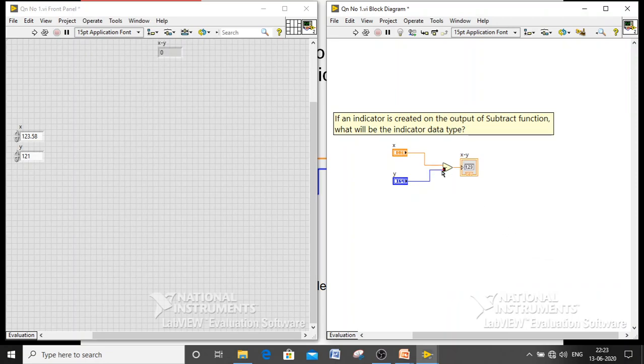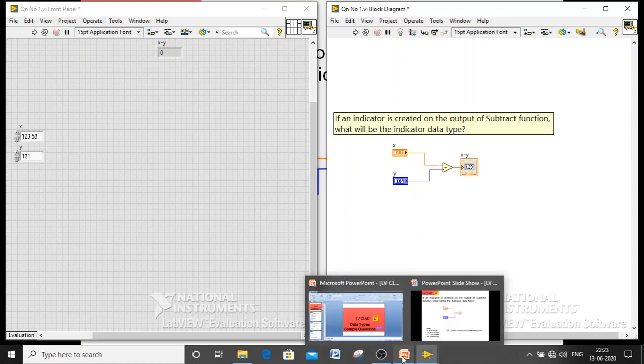Okay, the coercion dot is present on the I64, the opponent input does not have any coercion dot, so that will be the default indicator. It's a very important thing. Yes, and let us move on to the next question.